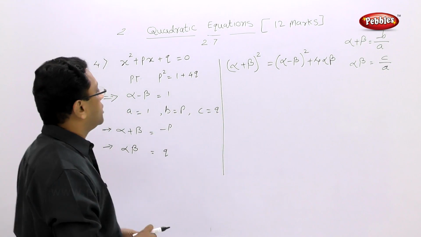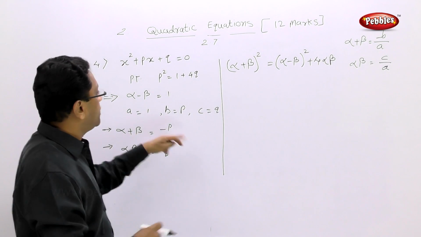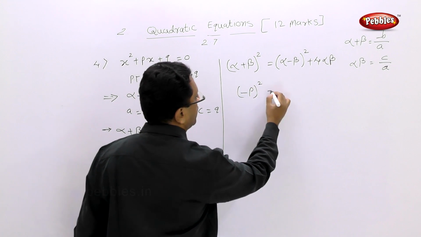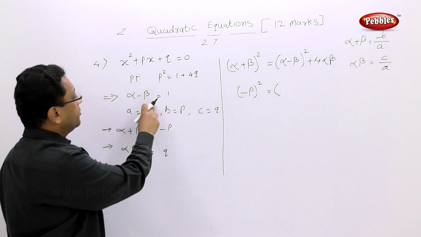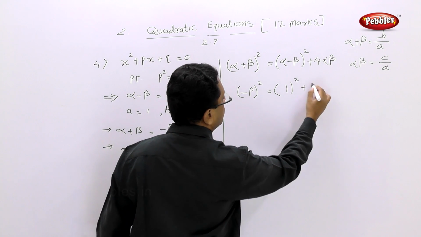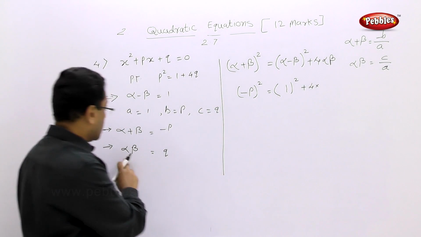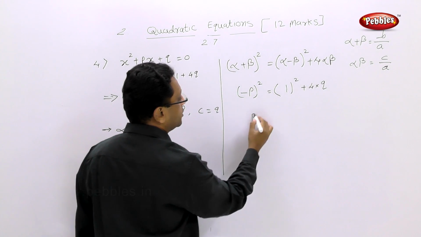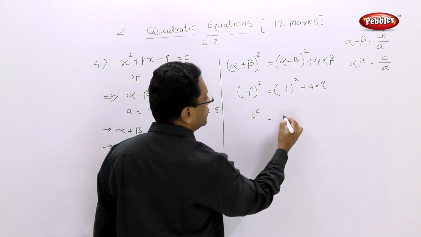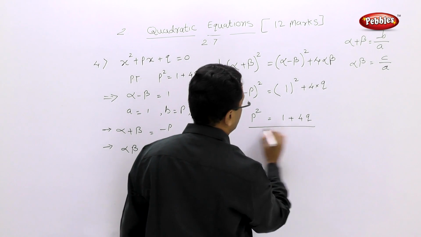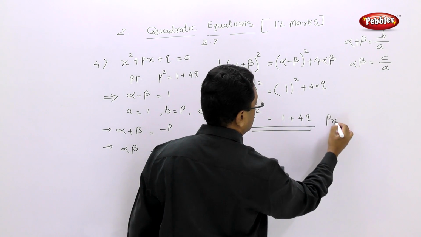Now in this case, we know that alpha plus beta is minus p, square. We know that alpha minus beta is 1, square, and we know that 4 into alpha beta is 4q. So here I will get p square is equal to 1 plus 4q. Proved.